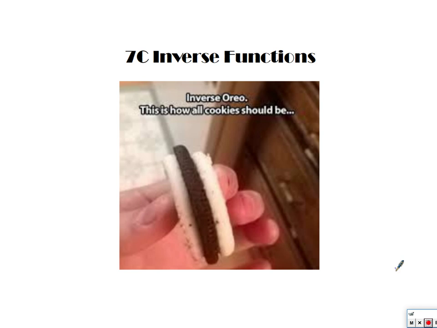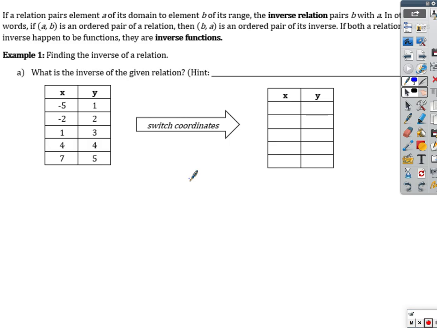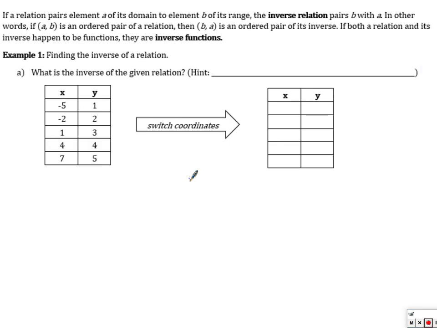7C, we're going to look at inverse functions. You have in your notes there a definition of inverse functions. It's really long, it's really wordy. Let me give you the short version. The inverse is when we switch x and y. So your hint here is to switch the coordinates.